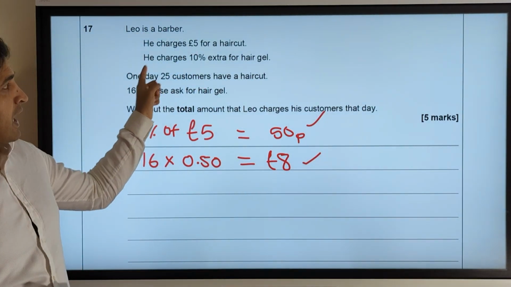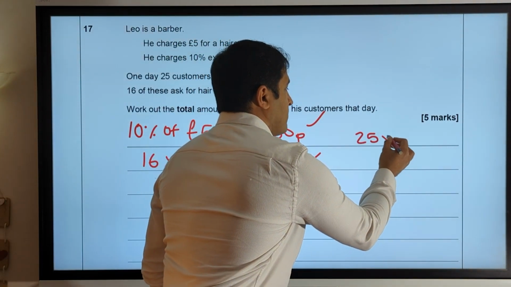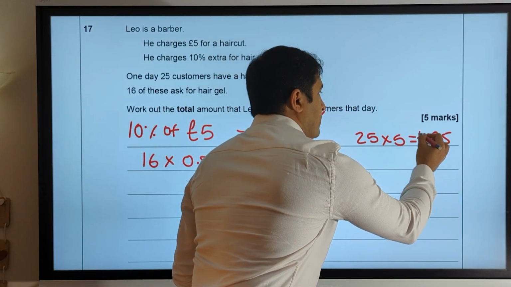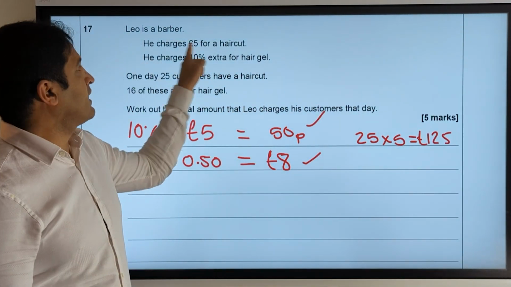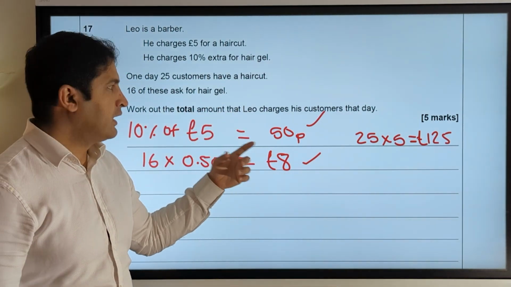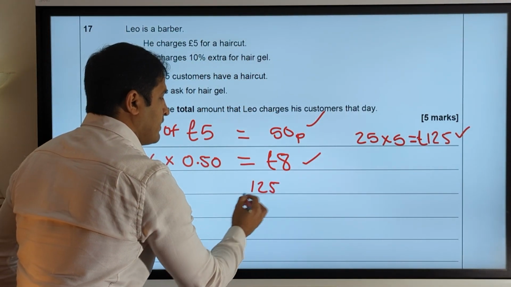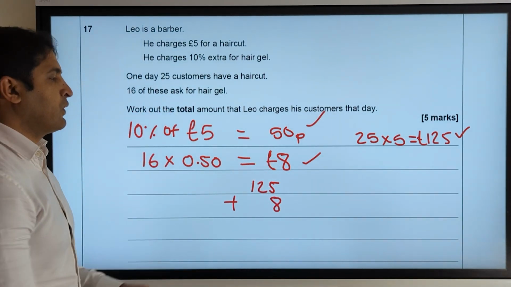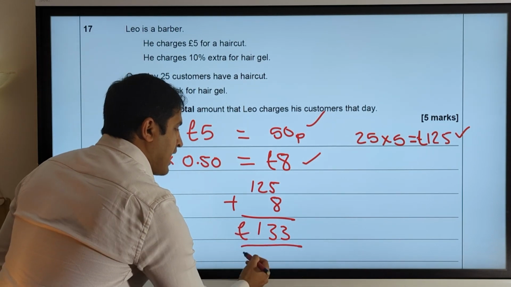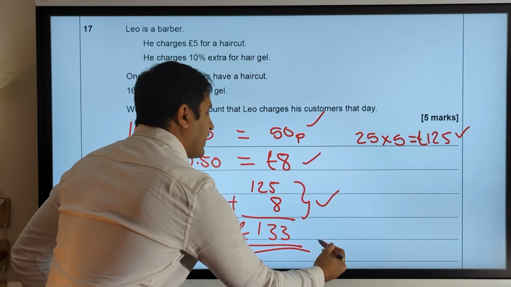Then we need to work out what you would get altogether for 25 customers. So we need to do 25 multiplied by 5. You would get £125 from 25 customers at just the basic £5 rate, plus that £8 from those 16 customers that asked for gel. That's your third mark. And the fourth mark comes from doing the 125 plus this £8 extra for the gel, and it gets you £133. If you get that last one, that gets you the fourth mark. So doing this one here, that's the fourth mark, and that's your fifth mark.